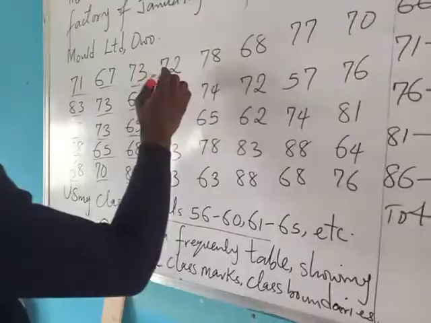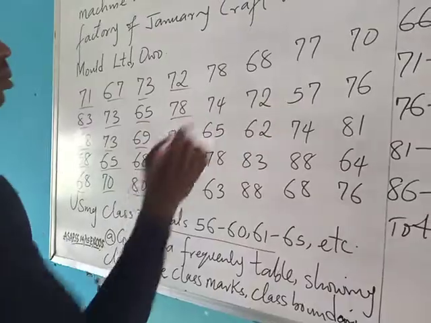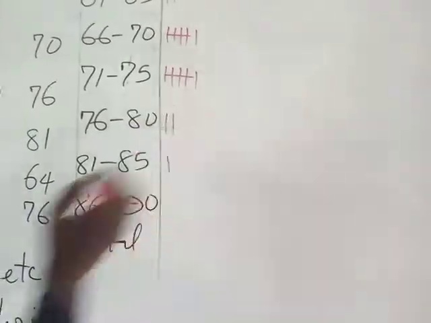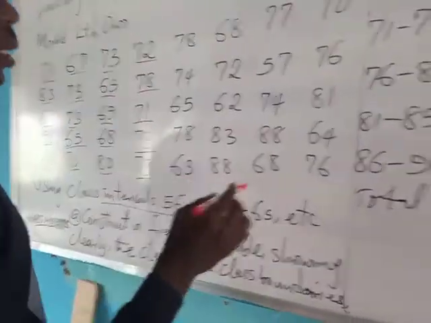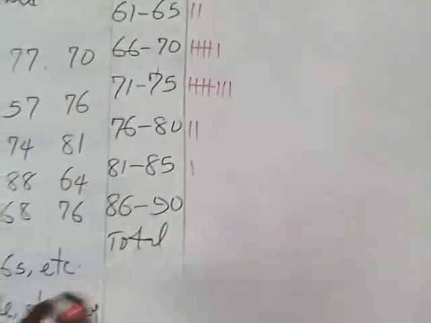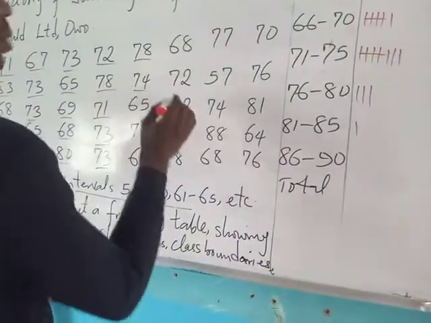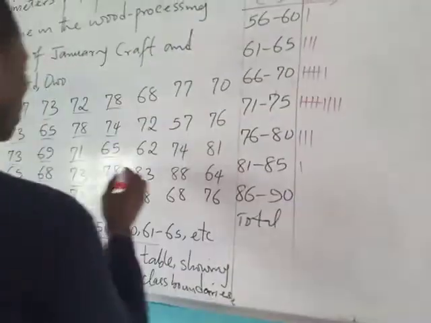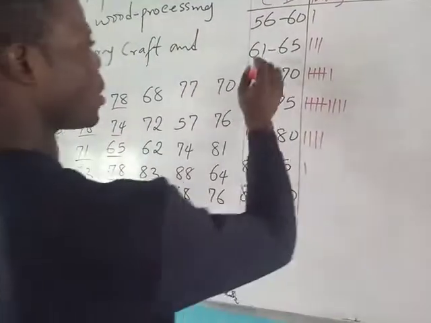We have an 80, which is at this range. We have a 72 at this range, so we cross it. We have a 78 here, a 71 here, and a 73 here. We have another 73, which is here. We have a 78 here, a 74 here, a 65 here, another 78 here, and a 63 here.